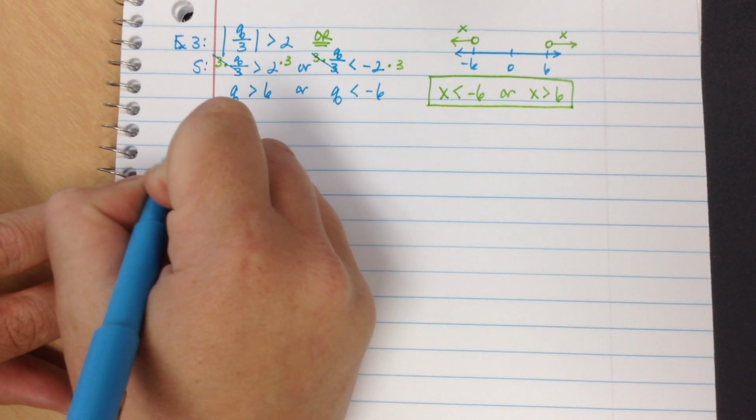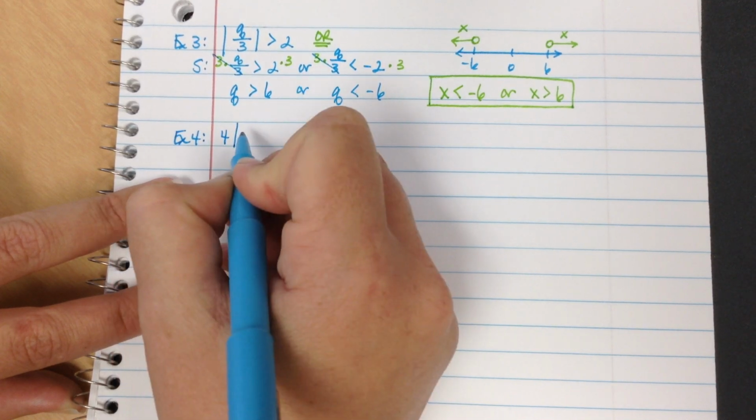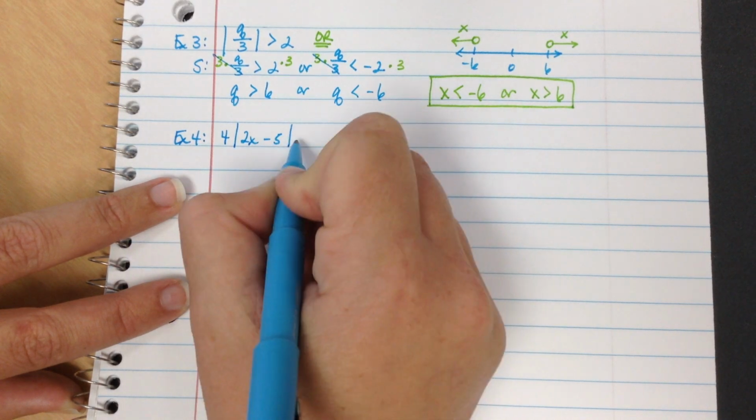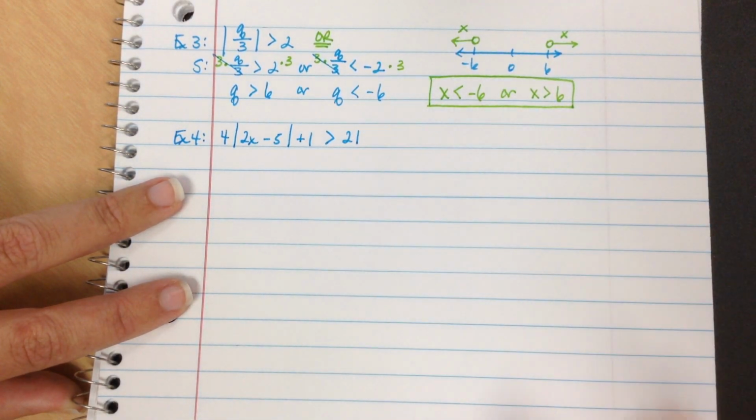Okay, example 4, I'm going to work this one with you. We have 4 times the absolute value of 2x minus 5, plus 1, is greater than 21.